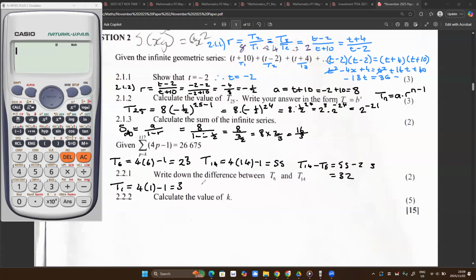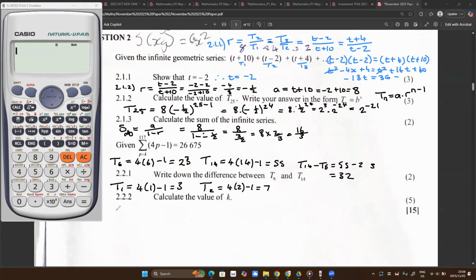And T2 is going to be 4 times 2 minus 1, which is equal to 7. So that was just to show you 3, 7. You can see it's going up in fours. Okay, but what I'm going to do is use the formula, because if I find out the last term, that'll be how many times it goes up.